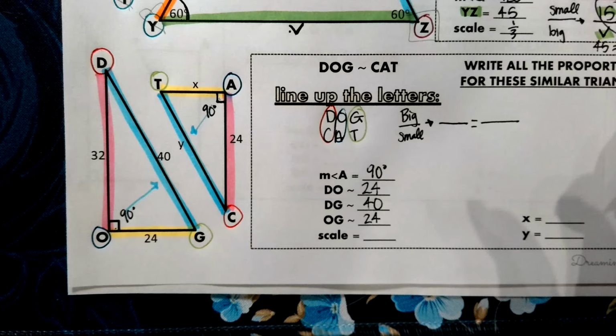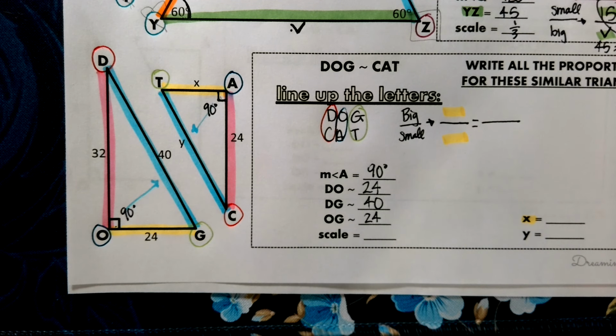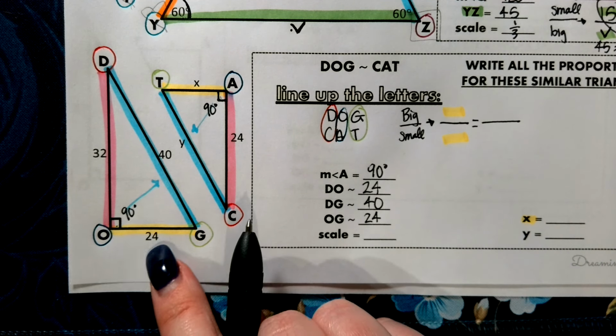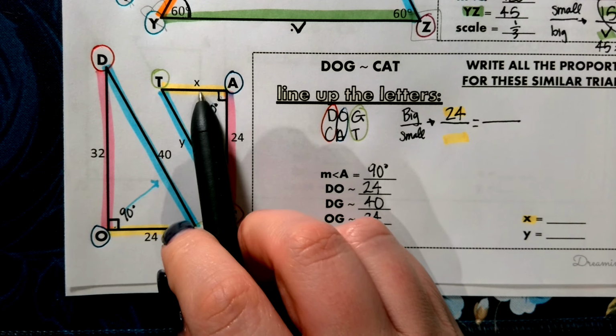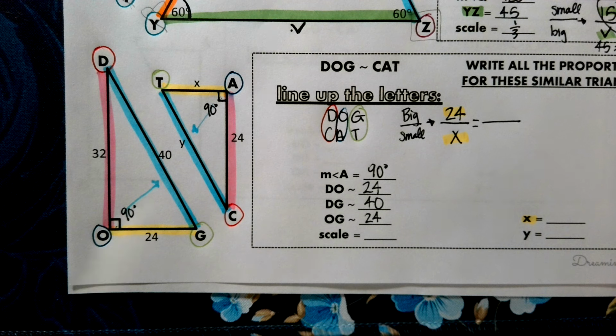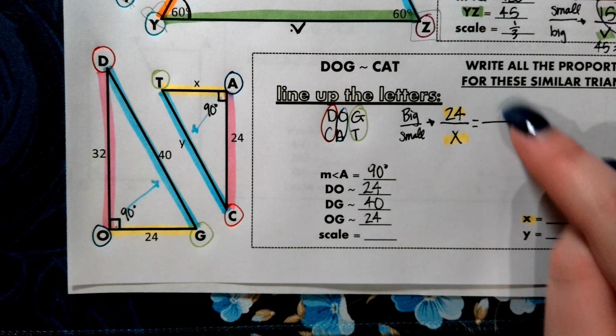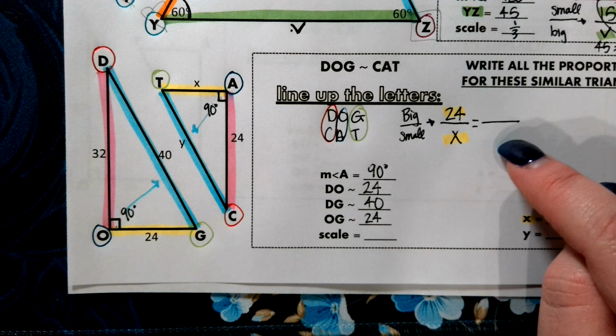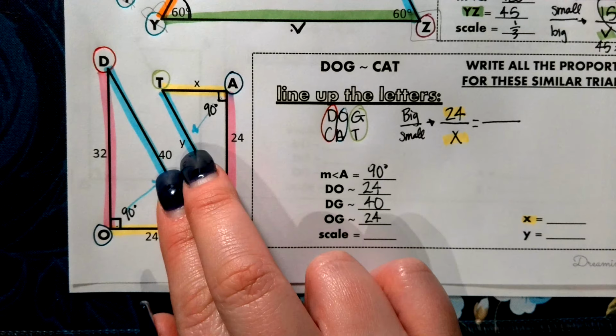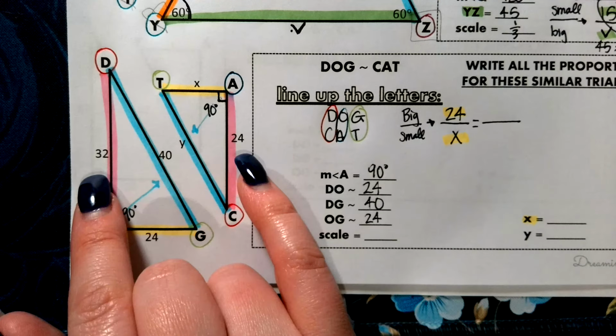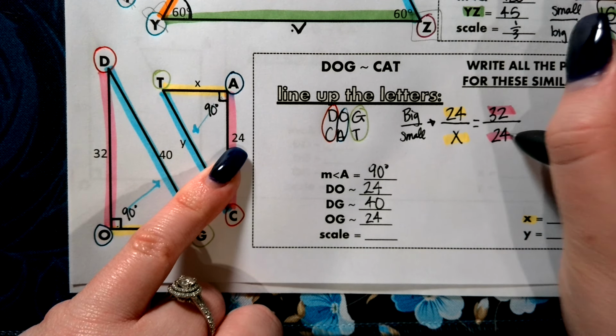And then for the other one, you have to pick two numbers that you already know. Do I know both my blues? No. So I have to go with the pinks. I have to use my pink sides. So I'm going to pick my big pink side, which is 32. My small pink side, which is 24. Go ahead and solve that for X on your own. Which gives us 18. So that means X is 18.